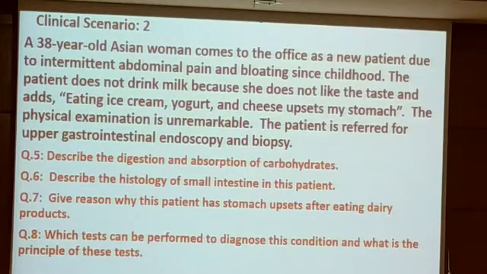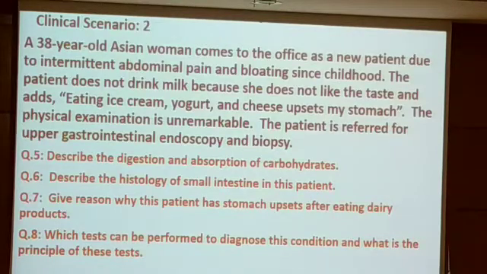Do you absorb anything? Do you absorb polysaccharides from the brush border? No. What do you absorb from the brush border? Disaccharides? Monosaccharides. Yes, which is either glucose, galactose. Is lactose a monosaccharide? Disaccharide.